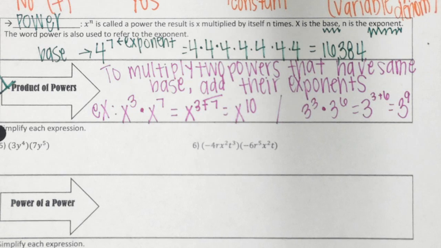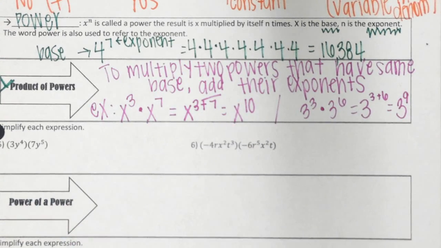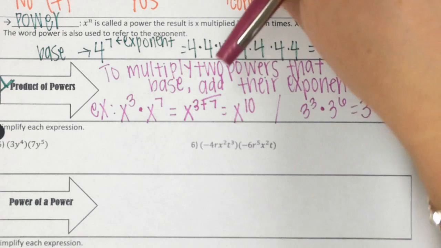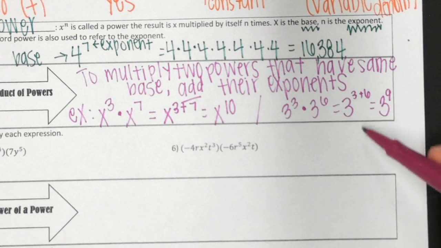You cannot do it if they have two different numbers. This is only if they have the same base. Okay? So then you can go in and plug in your calculator.